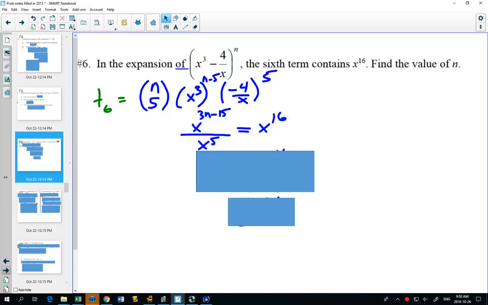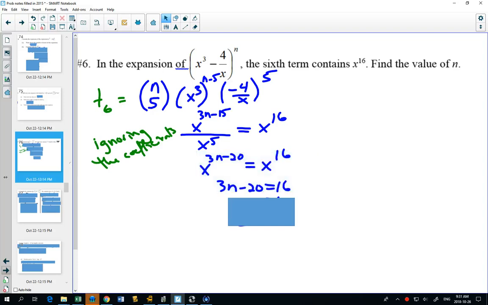Considering that and ignoring the coefficients, just looking at your variables and their exponents gives us an x to the 3n minus 15 in our numerator and an x to the 5 in our denominator. From there, you can use algebra to solve for n, and you get n equals 12.